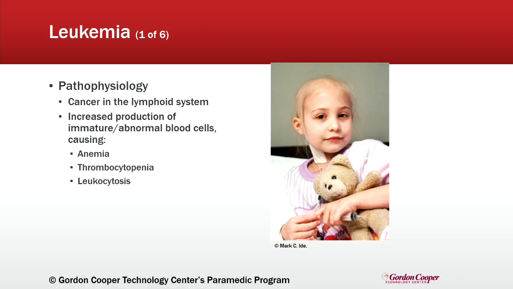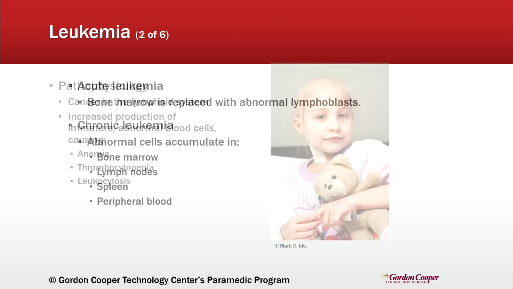Leukemia. Leukemia is a type of cancer that develops in the lymphoid system. It involves an increased production of immature and abnormal blood cells, particularly white blood cells. Leukemia can lead to anemia, often associated with low platelet counts and a high white cell count, even though those white cells that are produced are not really productive white cells.